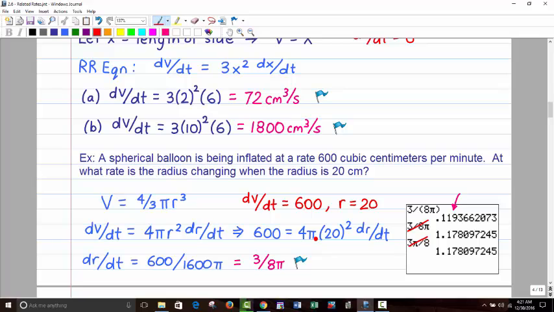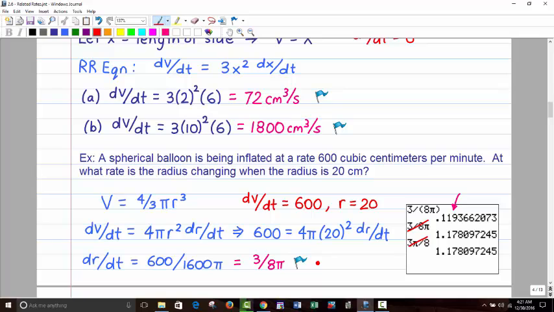I have 4 pi and put in 20 for the r, so it's 20 right there, squared, and then dr/dt. That's our unknown. That's the key. We have all our pieces, so 600 then ends up being 1600 pi. So you divide it, and it reduces to 3 over 8 pi.